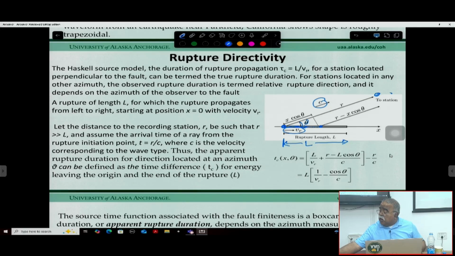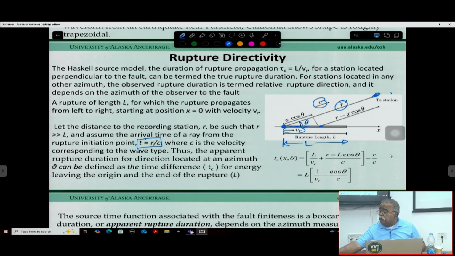So after this time, since the distance is r, the time taken for this rupture to reach the recording site is t equals r by c, right? And c is the velocity corresponding to the wave type. So it might be P wave, it might be S wave. That is okay. So now what is the time difference, right?